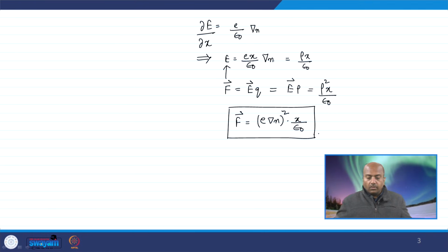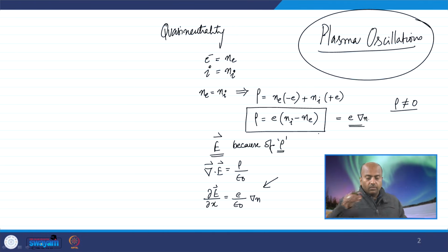Now, what have we done? We have introduced plasma with electron density and ion density. We said maybe they are not equal. If they are not equal, there should be some charge density. The charge density should generate an electric field, and this generated electric field should produce a force. As simple as that.